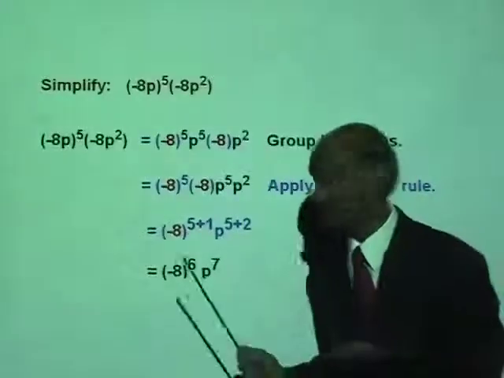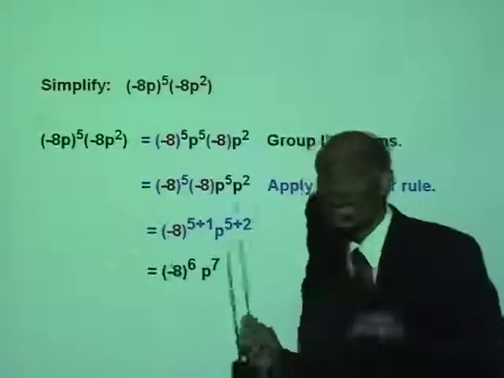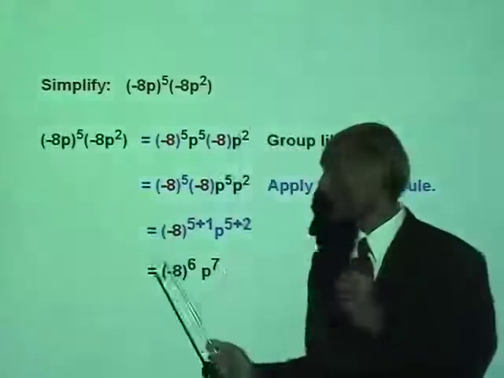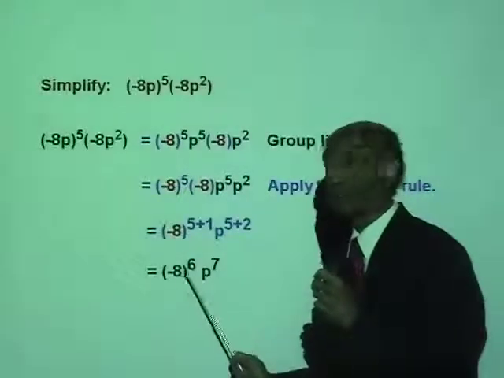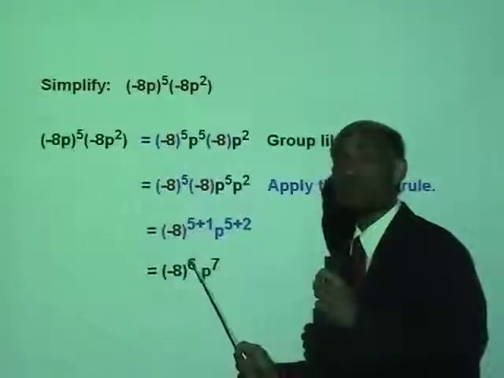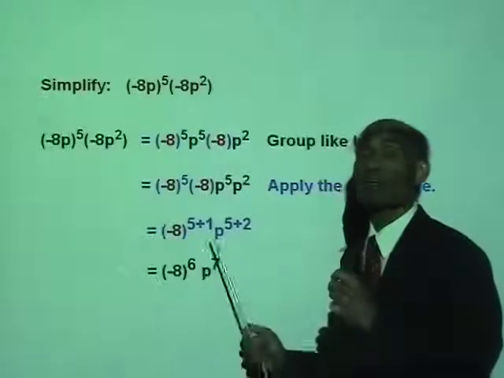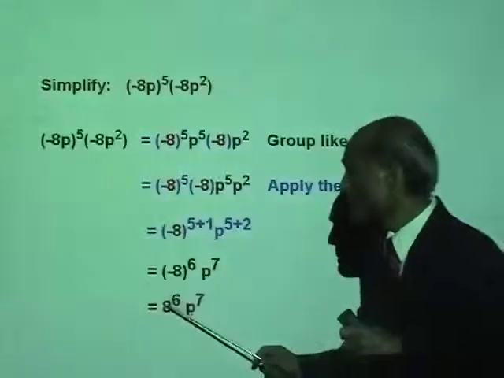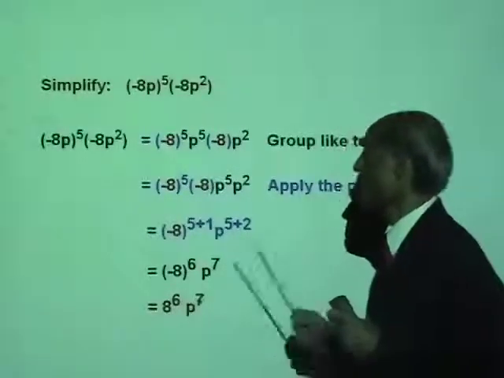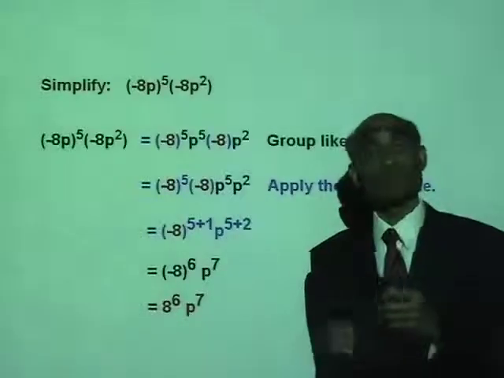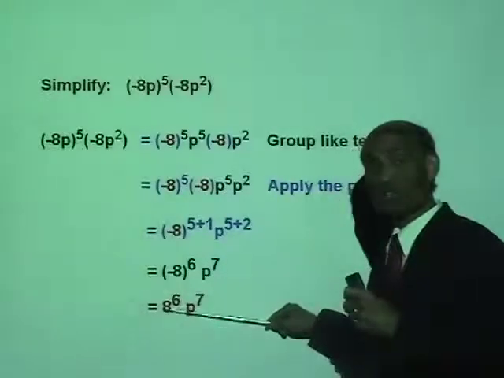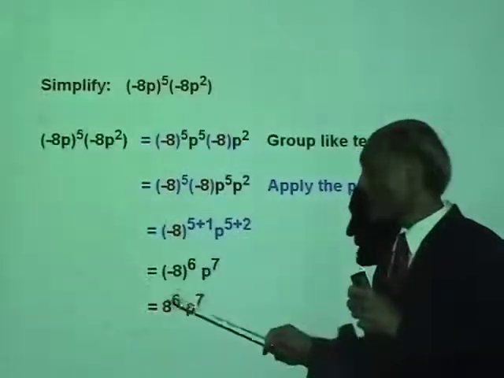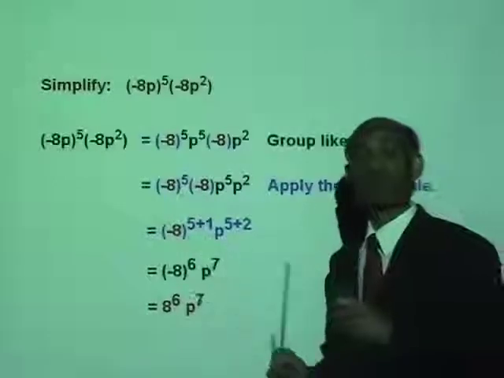And now you notice this. The number -8, the base -8, is raised to the power of 6. The power is even. When a negative number is raised to an even power, the result will be positive. So, this will be 8 to the power of 6, p to the power of 7. I hope you understand this transition. -8 to the power of 6 is the same as 8 to the power of 6.